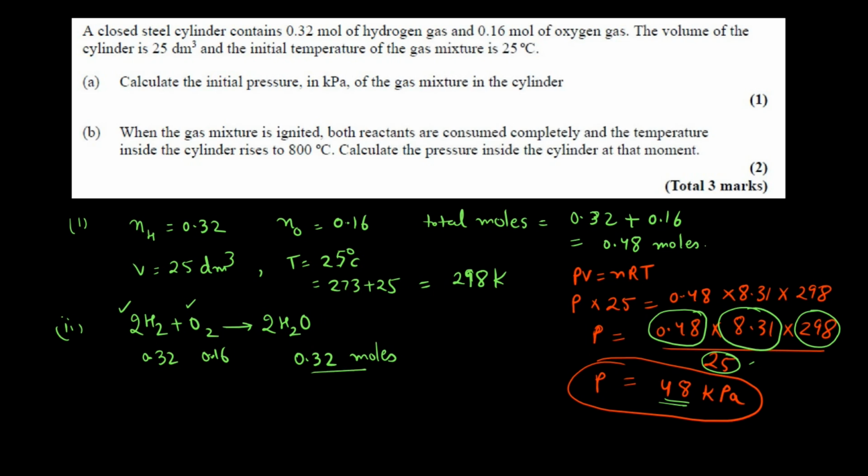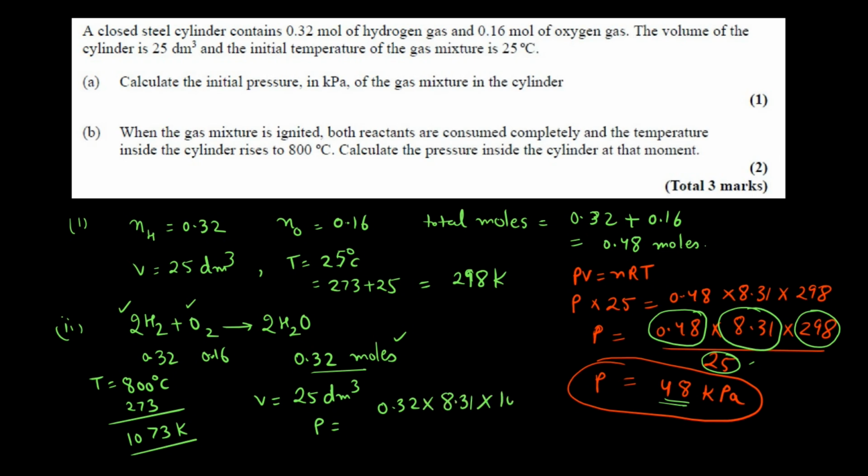So this much moles of water will be formed and the temperature after ignition is 800 degrees Celsius. So we add 273 to make it into Kelvin, so this much Kelvin, 1073. Moles is given and the volume remains the same for the container, 25 dm cube, we need to find the pressure. So pressure will be nR, 8.31, into T, temperature 1073, divided by volume. Volume is 25. So pressure will come out in kilopascals.